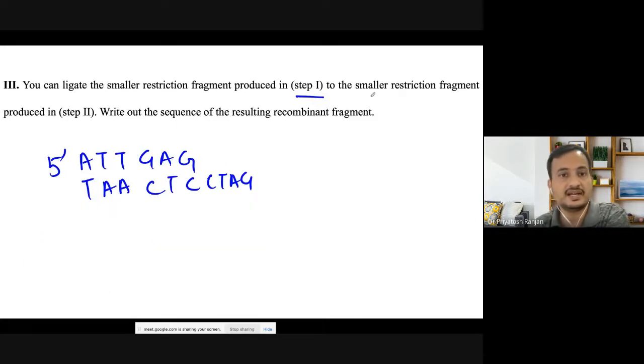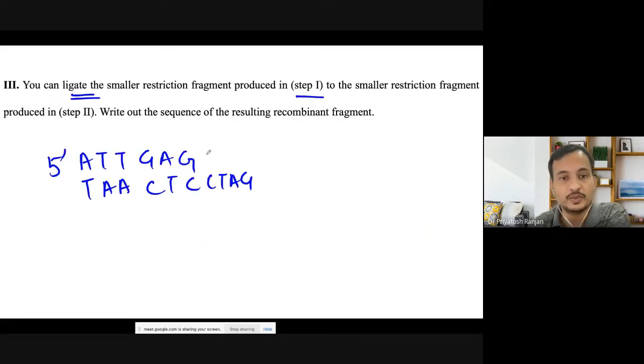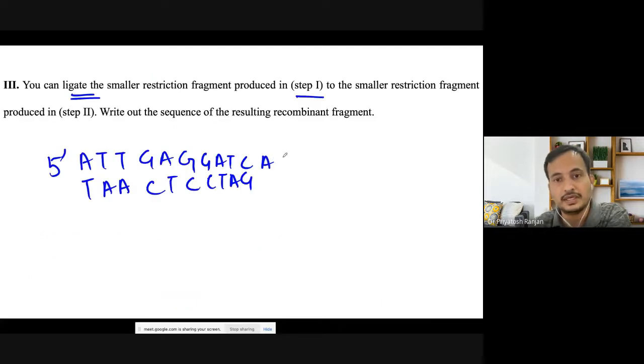And that's what they have asked. They have asked me to ligate it. Since these ends are compatible cohesive ends, they are going to form the hydrogen bonds first, and then with the help of the DNA ligase, they will get ligated. So what is the smaller fragment which is coming from KSP221? GATCA, which we can write it here because those are compatible cohesive ends, GATC, GATC, ACGT, AC.